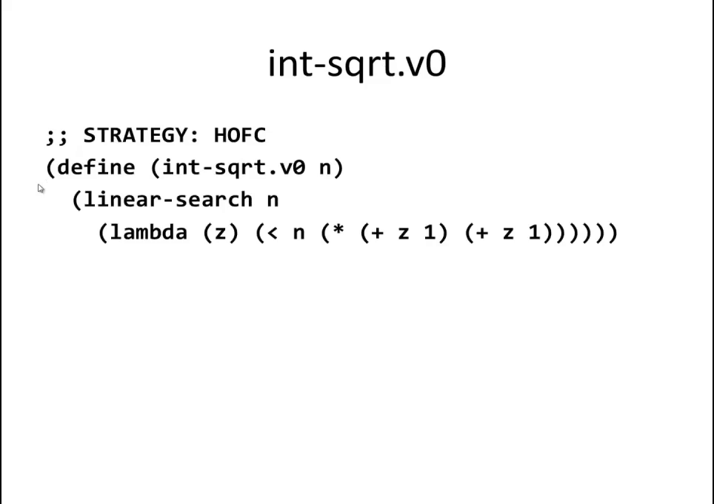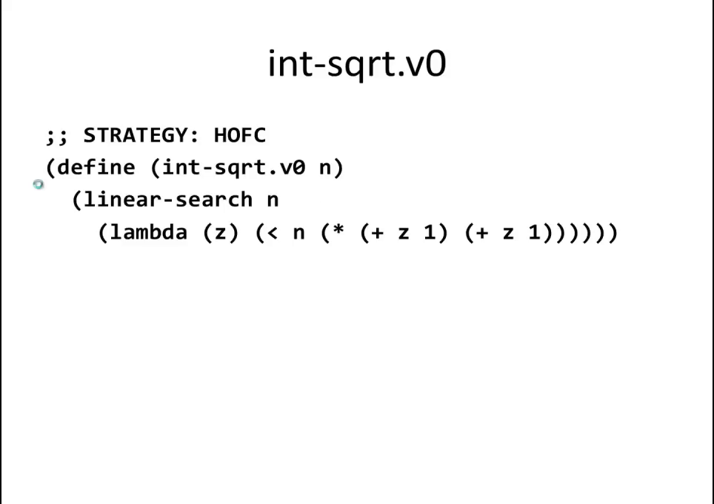We already have a nice linear search function, so I can say, cool, let's just apply it. Let's do linear search n, and my function is lambda z, less than n times z plus 1 squared. Well, that works. That's no fun.